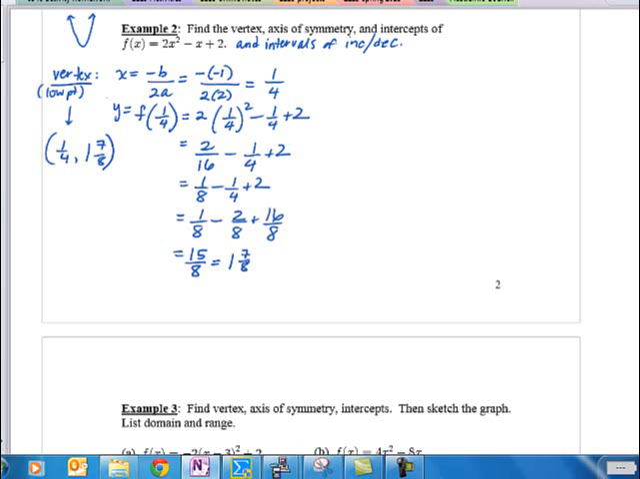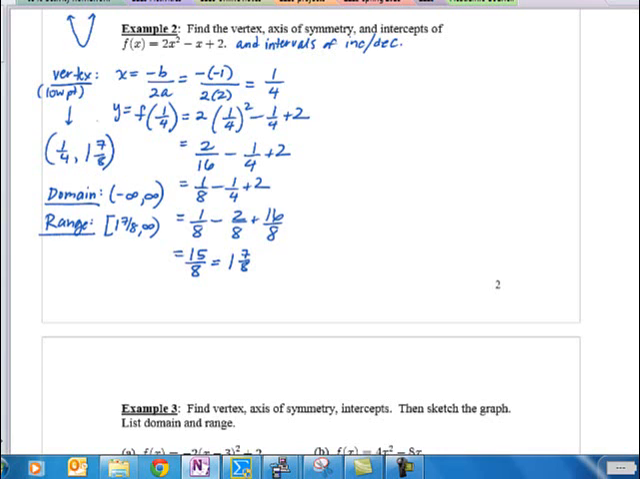Knowing that vertex, we can now list, well, the domain we can find without the vertex. It's always going to be all real numbers because we don't have any problems with any of the x's. We don't have any denominators. We don't have any radicals of even index. So the domain for any quadratic function is all real numbers, but the range depends on the vertex. The range is going to be from this low y value, which is 1 7/8, to infinity. Because we knew that the graph opened upward, we know that y-coordinate is the lowest y-coordinate.